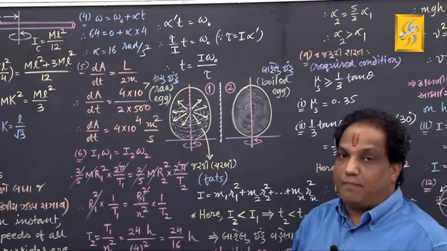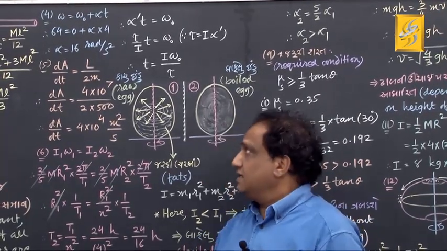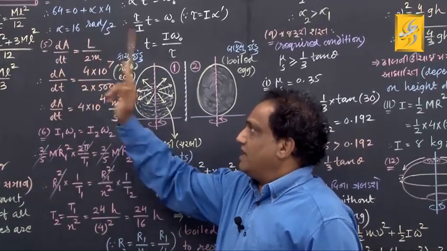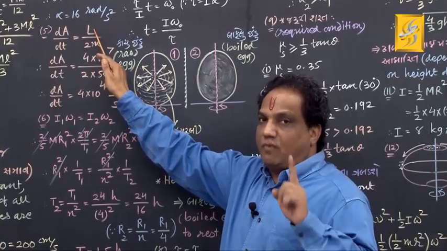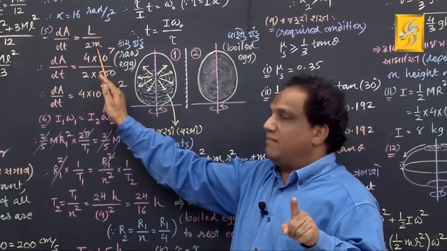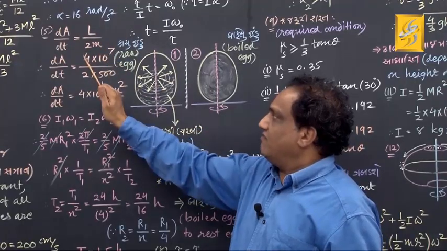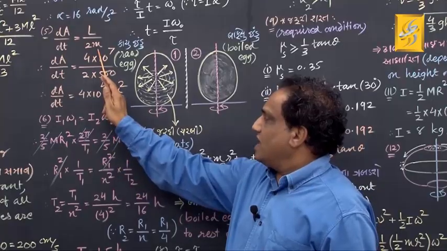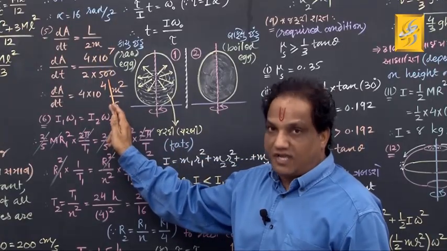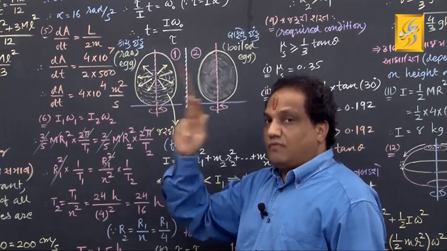According to Kepler's second law of planetary motion, we had obtained one result: the areal velocity of a given planet is L upon 2m, where L is the angular momentum of that planet and m is the mass of that planet. Right now, this angular momentum they have given is 4 into 10 raised to 7 joule second, and the mass of the planet is 500 kilogram. Simplify, the answer is 4 into 10 raised to 4.